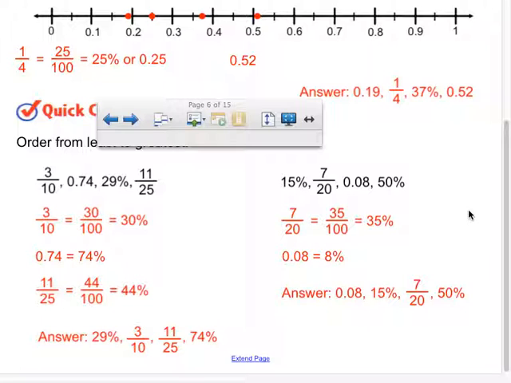I made them all percents. Pick the one that's easiest for you, because when we're taking a test or quiz, time management is very important.